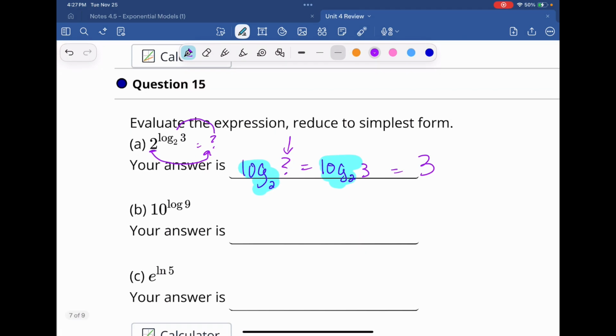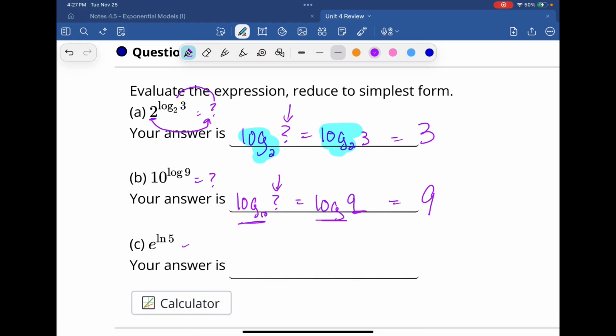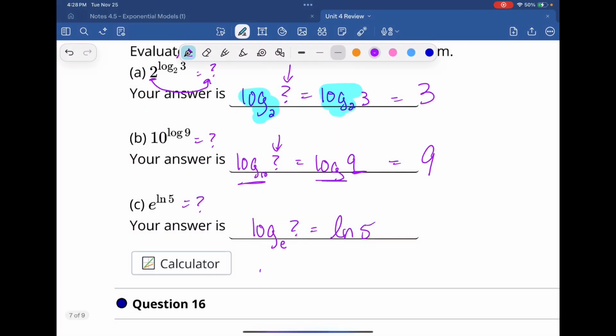So we're going to do the same thing on this one. Log base 10 of a question mark equals log base 10 of 9. So log without a subscript and log with a subscript are the same. So my question mark is 9. Log base e of a question mark equals the ln of 5. Log base e represents ln. So my question mark is 5.